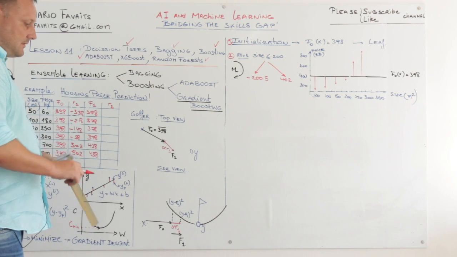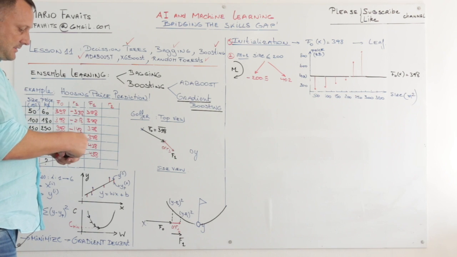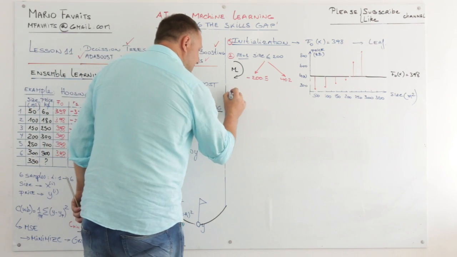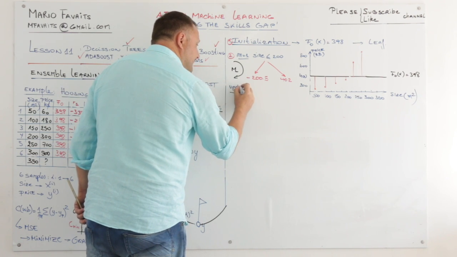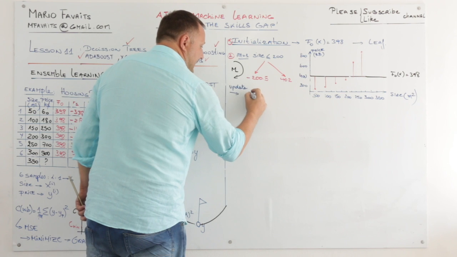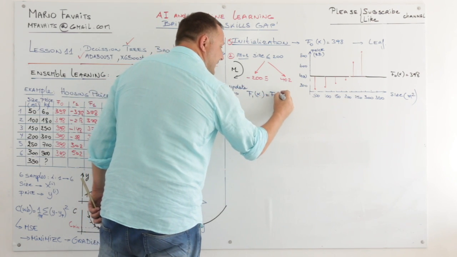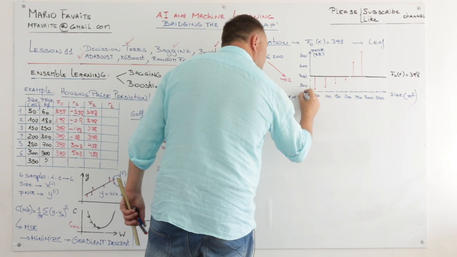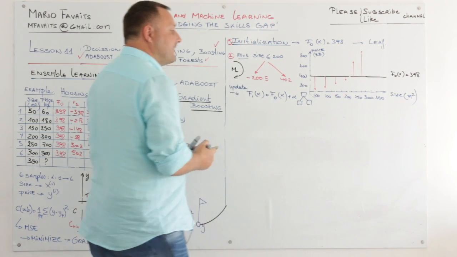So now we're going to update our F. Now we're going to calculate F1. We're ready for that. So we're going to update, and so F1 of x equals F0 of x plus alpha times the tree, whatever we found in the tree.